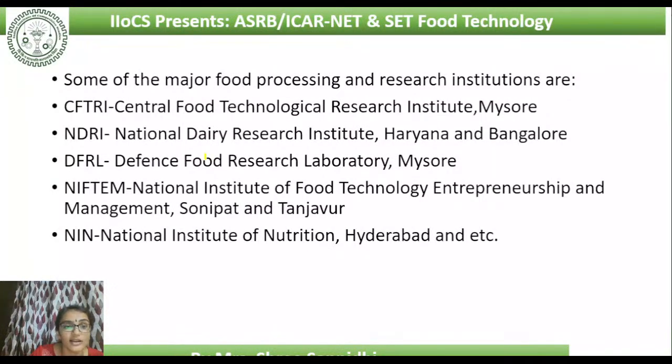Next is DFRL, Defense Food Research Laboratory. This Defense Food Research Laboratory mainly focuses on the foods to be provided for the soldiers. Okay, this is situated in Mysore. Then NIFTEM, National Institute of Food Technology, Entrepreneurship and Management, which is there in Sonipat and Thanjavur. The last one being NIN, National Institute of Nutrition, which is there in Hyderabad. Okay, and so on, these are the food processing and research institutions in our country.